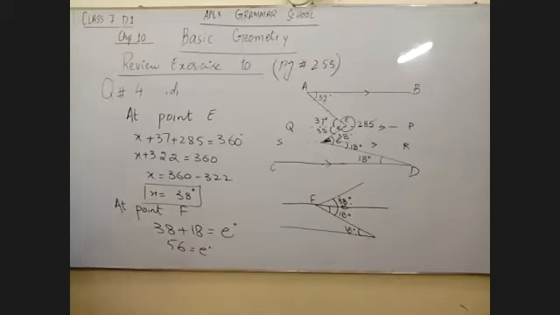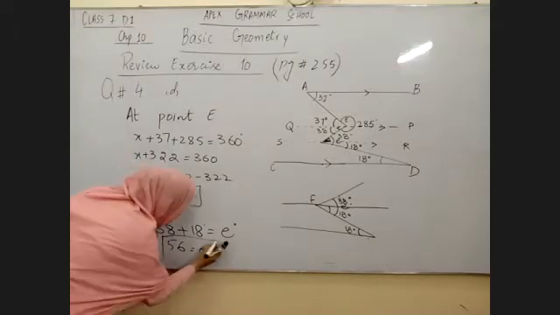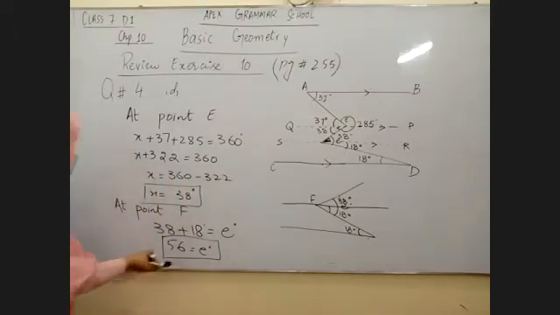It was your question number 4, D part. I have checked my answer. It is correct. It is E is equal to 56 degrees. Remember to write the angle sign with the answer, 56 degrees. Okay, now I'm going to revise what we have done in question number 4, D part.